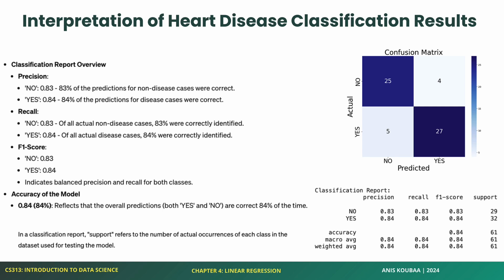Okay, so this is how we can interpret. First of all, we describe the results. We can make a descriptive analytics. We can say, as you already mentioned, 83% of the predictions for non-disease cases were correct, and 84% of the predictions for disease cases were correct. For the recall, 83% of actual non-disease cases were identified. It's not among all of these, only from the actual non-disease cases, and this one from actual disease cases. Yes or no. This is the recall. It's the ability to recall the correct cases and the incorrect cases.